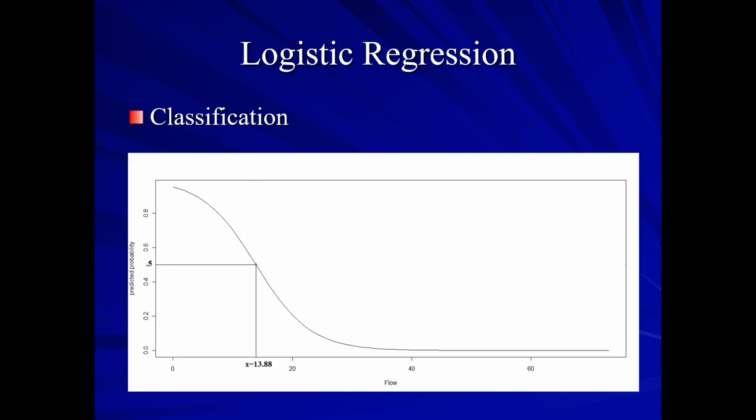Now, in classification, what we're trying to do is we know that here we are at 0.5. Why is 0.5? We're equally likely or unlikely. What we're doing is back solving to find out what our x value would be. In this particular case, what we found was that x was 13.88.